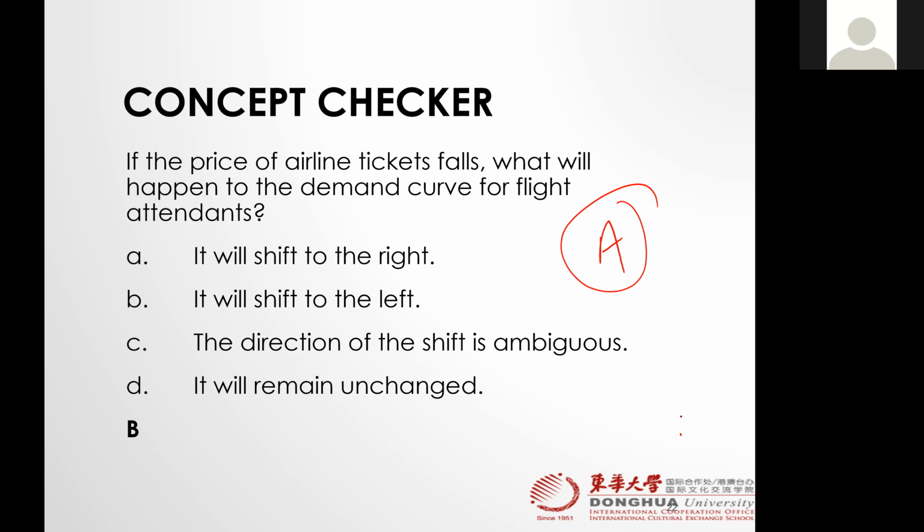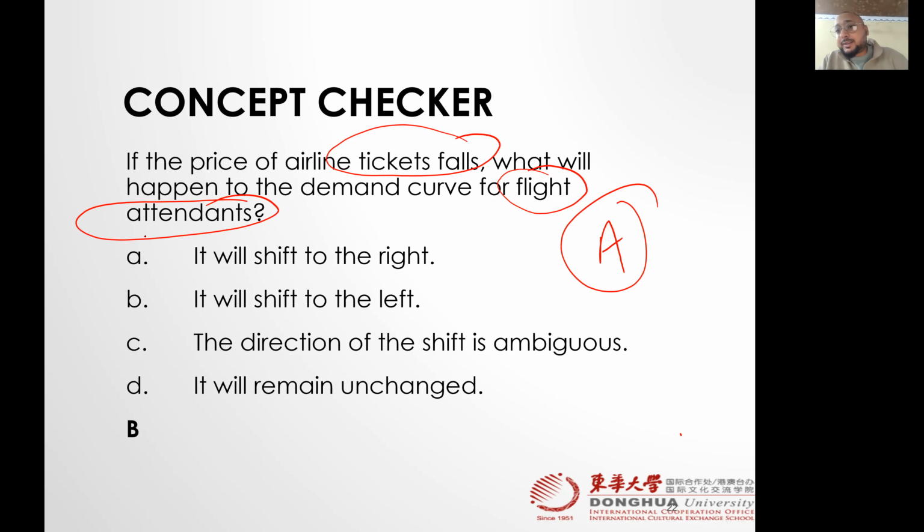Answer is B. Why? Because of the price we talk about there. If the price of the ticket falls, the companies would be needing fewer flight attendants. Similarly, if the price of computers falls, people will be needing less software and fewer software programmers.